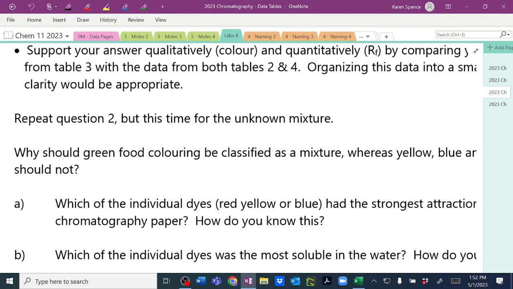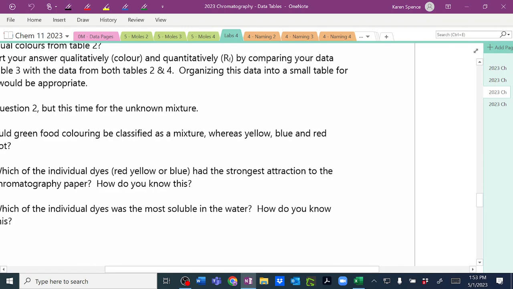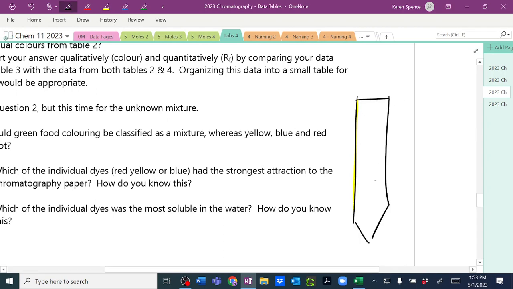So when we had our chromatography paper, and we had the green, what did you see on the green one? It split up into what? We had a green one, we had a blue, and we had a yellow, okay? Now, so that was green.